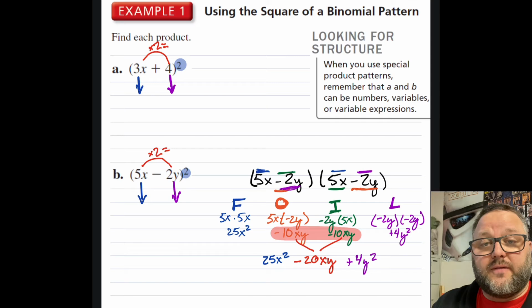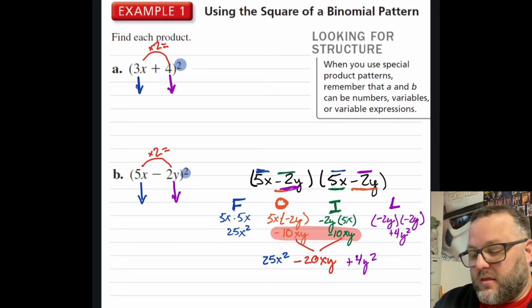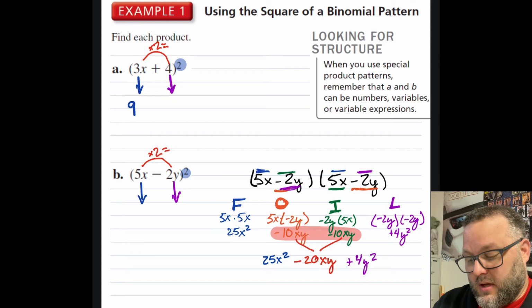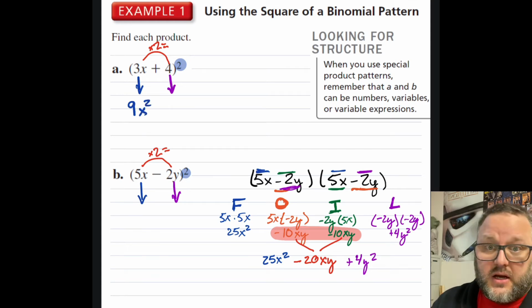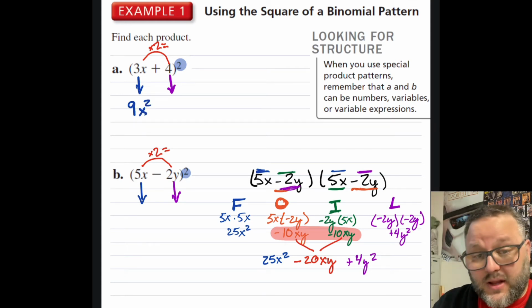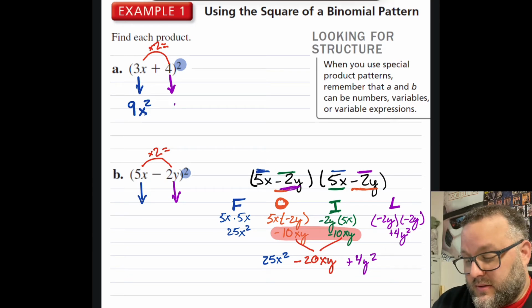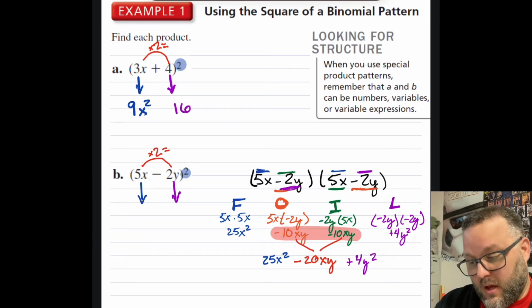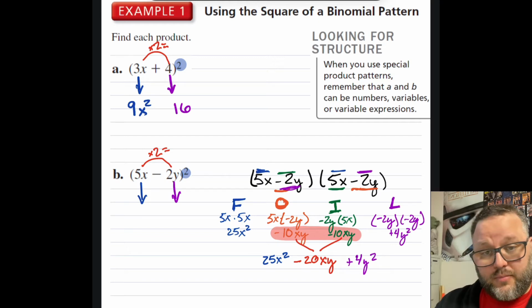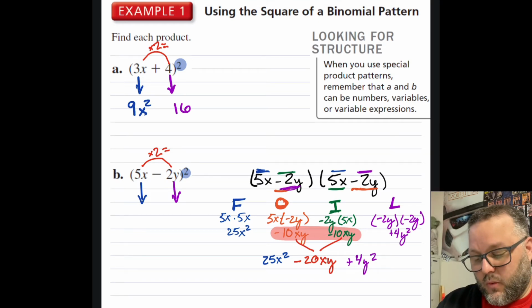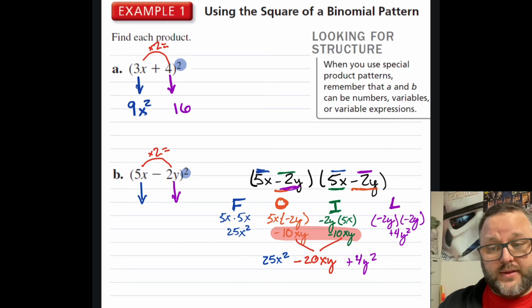We know that the first term, in this case, let's look at A. In this case, the first term is 3x, so that's going to square. Well, 3 squared is 9. X squared is x squared. The last term is going to square. So 4 squared is 16. Now, we've got that part done. We just have to figure out what goes in between them.